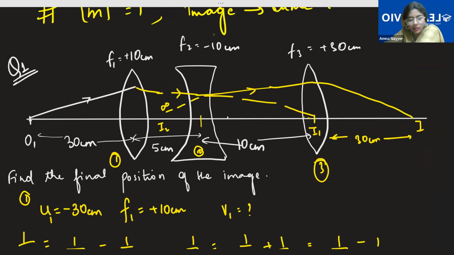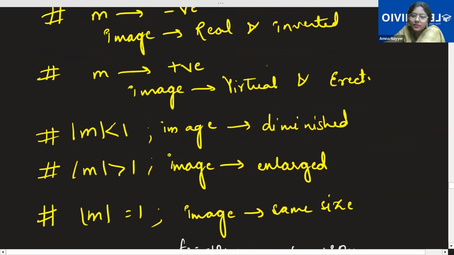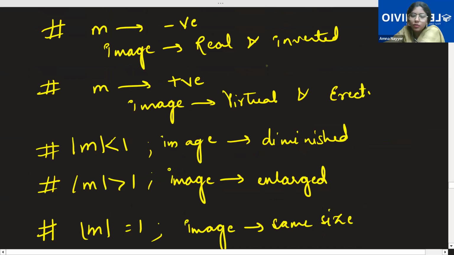And I hope lens formula and everything is revised by now. Clear? Yes, ma'am. Others? All right. So this part just copy, then we'll start with optical instruments. Two topics are left, optical instruments and prism.